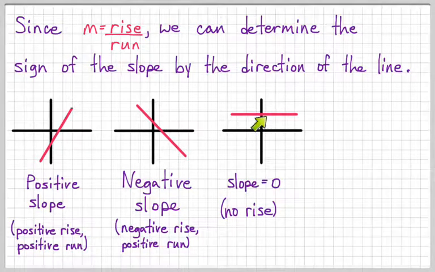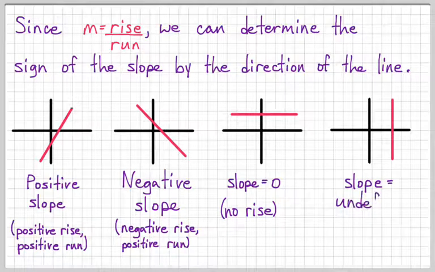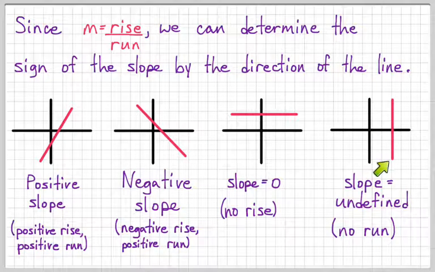A horizontal line has no rise at all. So if you're thinking about rise over run, the top number is 0 and the slope is 0. And for a vertical line, the slope is undefined because the run is 0, so the bottom number is 0, that's undefined. So positive uphill to the right, negative downhill to the right. A horizontal line has a slope of 0, that's the top number is 0. A vertical line has undefined slope, that's the bottom number is 0.